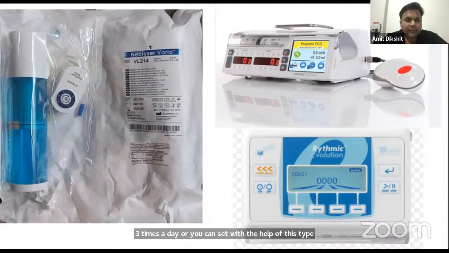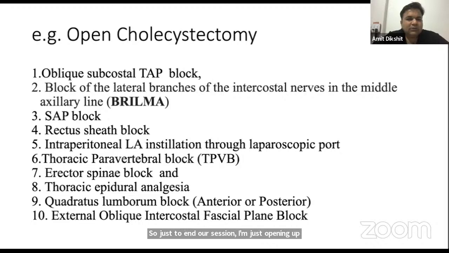So just to end our session, I'm just opening up these ideas. Suppose a patient has an open cholecystectomy. There are so many options to choose, like oblique subcostal TAP or a BRILMA or a SAP or a rectus sheath or LA infiltration at port. You have thoracic paravertebral, we have ESP, we have thoracic epidural, we have quadratus lumborum, either anterior or posterior. We have external oblique intercostal fascial plane block.